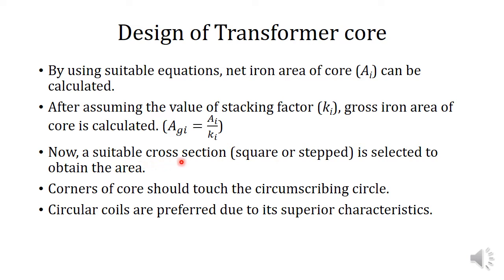At this stage, we have to select the type of cross section to be used for the transformer core. Then the main thing to be noted is that the corners of the core should touch the circumscribing circle. And in most of the cases, we will prefer circular coils. This is due to its superior mechanical characteristics. But in the case of a shell type transformer, we have to use a rectangular kind of core.